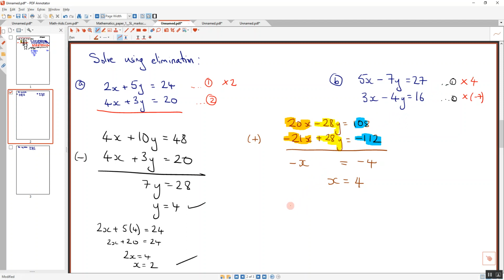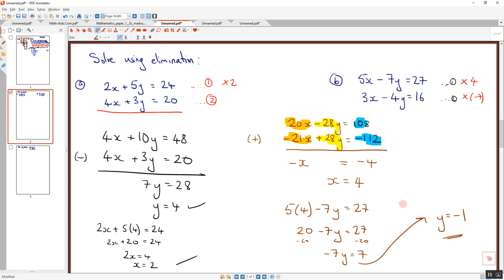5x - 7y. Zavi, which one? 5x - 7y = 20. Okay, I'll substitute it into that one. So I end up with 20, take away 7y equals 27. I'm going to subtract 20 from both sides. I end up with -7y equals 7. So that tells me that y equals -1. Hands up if you got that correct. Doing it your way. Okay, good.